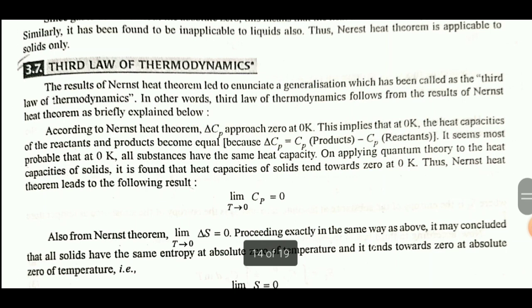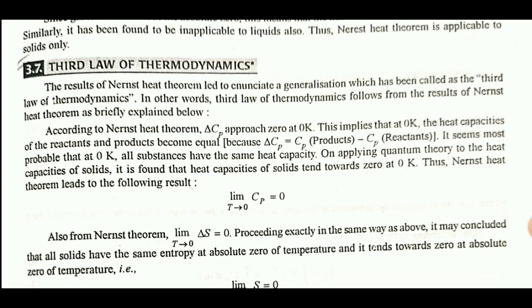Third law of thermodynamics. The result of Nernst heat theorem led to enunciate a generalization which has been called the third law of thermodynamics. In other words, the third law of thermodynamics follows the result of Nernst heat theorem as briefly explained below. According to Nernst heat theorem, ΔCp approaches 0 at 0 K. This implies that at 0 K the heat capacities of the reactant and product become equal. It seems most probable that at 0 K all substances have the same heat capacity.